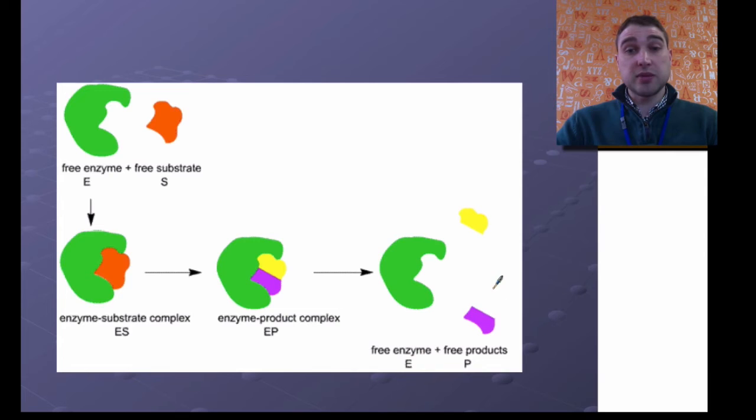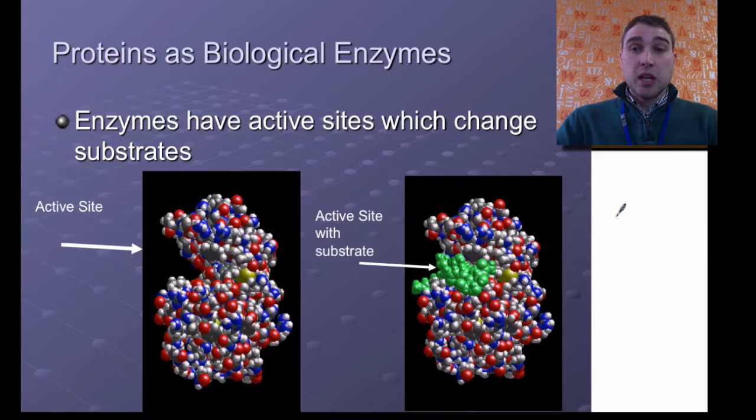And then the products are released from the enzyme, so they undock from the enzyme, and the enzyme is ready to go again. So a single enzyme can do many, many reactions per second. They're very, very efficient ways of increasing the rate of chemical reactions. So how do they work? Here we have our protein, and here we can see there's this empty space in the side of the protein, and that's where the substrate can bind.